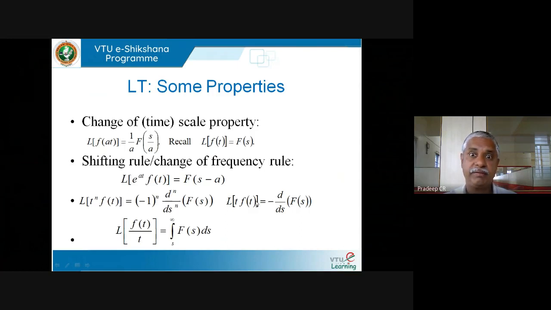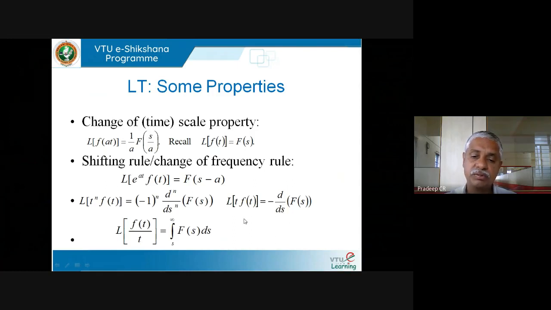So Laplace of f(t), I know. How do I find Laplace of t f(t)? Differentiate Laplace of f(t) with respect to s once, and then change the sign. That's what it says: Laplace of t f(t) is minus d by ds of capital F(s). I emphasize this, I'll repeat it again. This multiplication by t corresponds to differentiation.